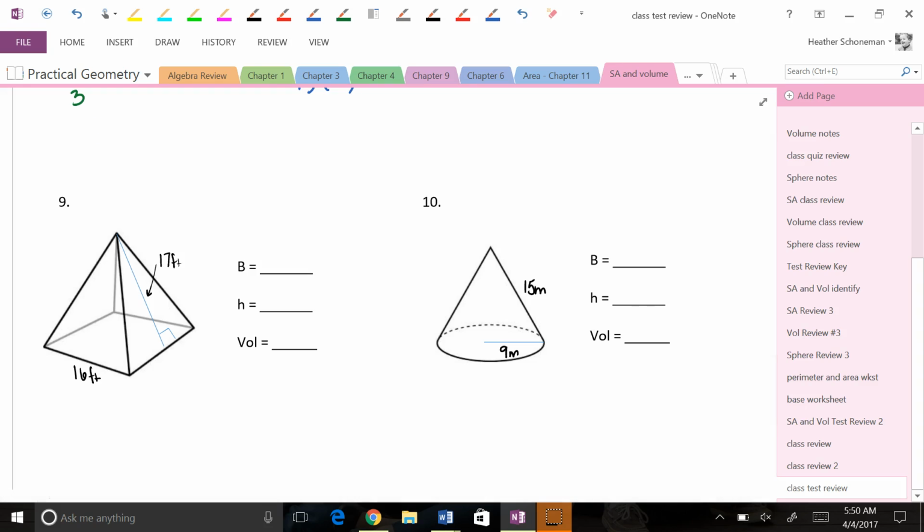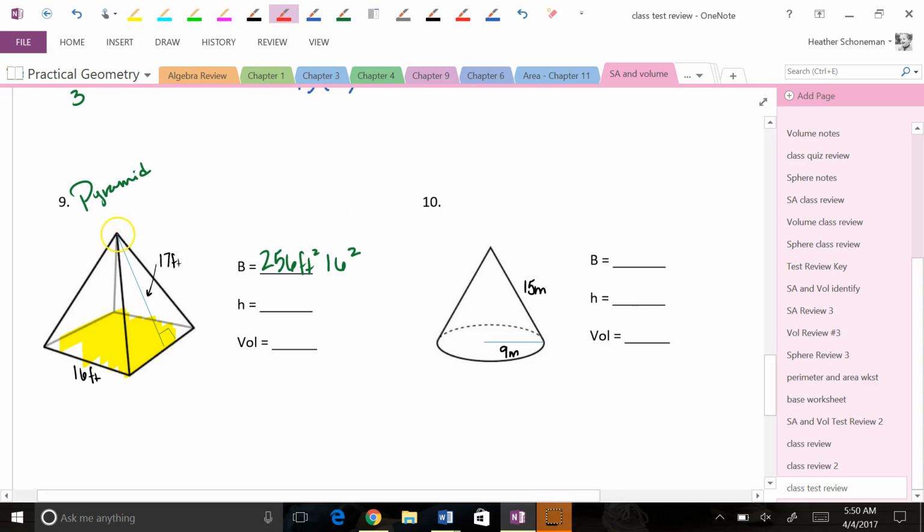Number 9. Number 9 is pyramid. Pyramids have one base. Capital P is the area of that one base. Well, it's a square, so the area of the square is side squared. 16 squared is 256 feet squared.